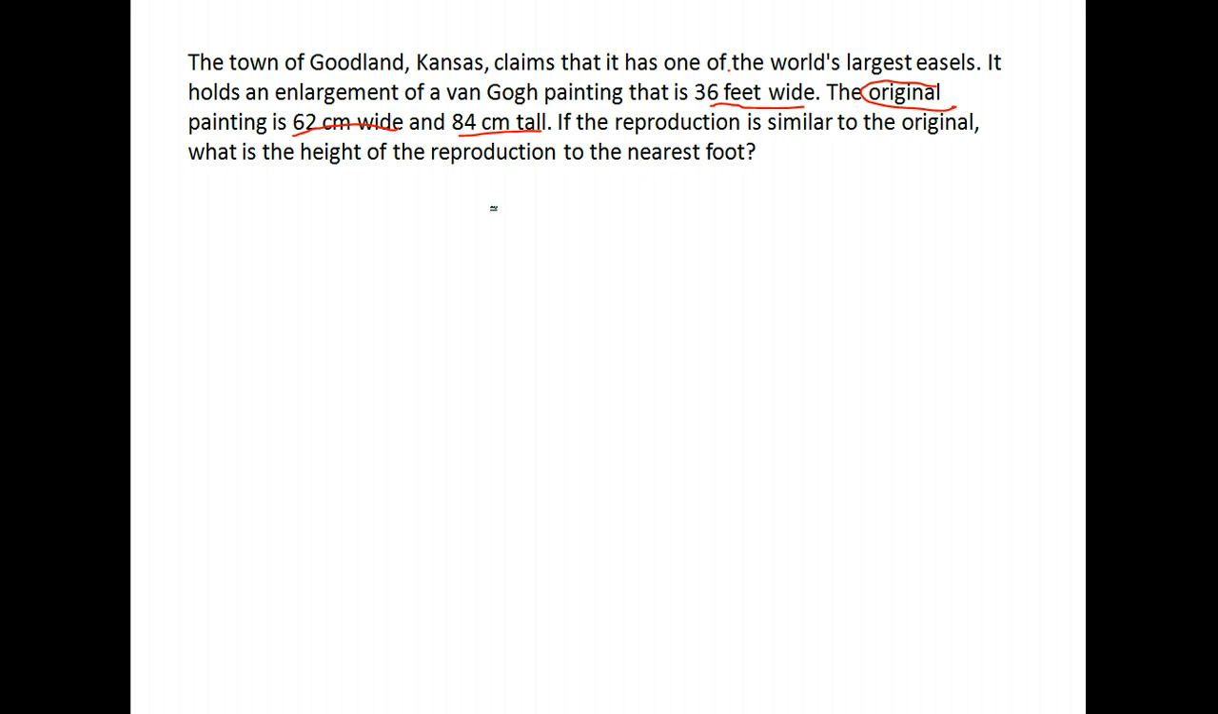So let's begin by setting up a ratio. Now in our ratios, remember we want to make sure we set them up all the same. So let's put the original over the reproduction. Okay, so let's take what we know. We know the width of both of them. What was the width of the original? So let's look. The original was 62 centimeters wide. And what was the width of the reproduction? It said the width of the reproduction was 36 feet wide.